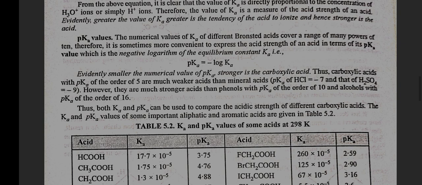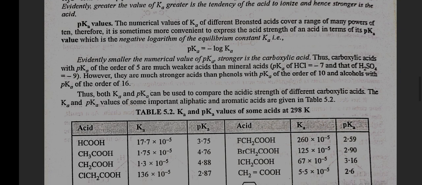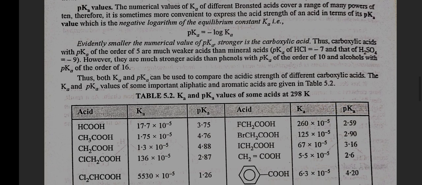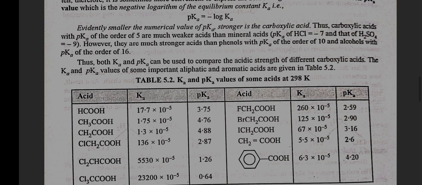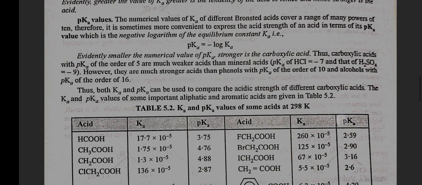pKa values. The numerical values of Ka of different Bronsted acids cover a range of many powers of 10. Therefore, it is sometimes more convenient to express the acid strength of an acid in terms of its pKa value, which is the negative logarithm of the equilibrium constant Ka. pKa = -log Ka. Evidently, the smaller the numerical value of pKa, the stronger is the carboxylic acid.